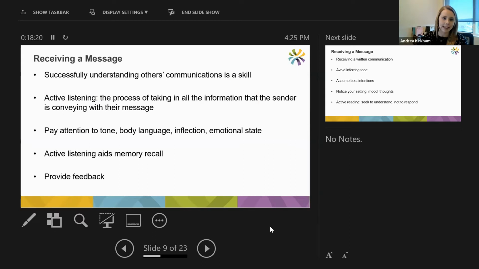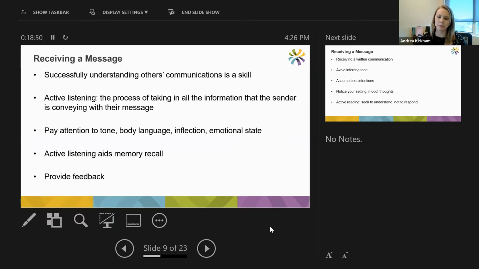So receiving a message is on the other end. Successfully understanding and receiving other people's messages or communications is a skill as well. It reads into so many pieces, whether you're looking at their body language, how well you know the person, or whether they tend to communicate in a similar manner in repeated styles. It's very much a skill. It can take a long time to understand how people are communicating.